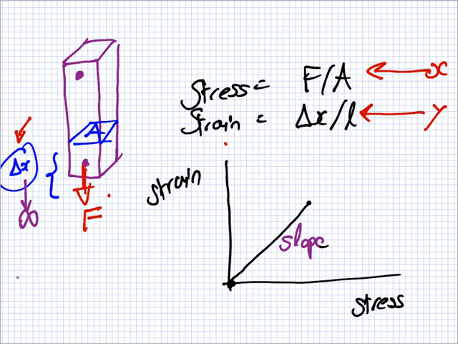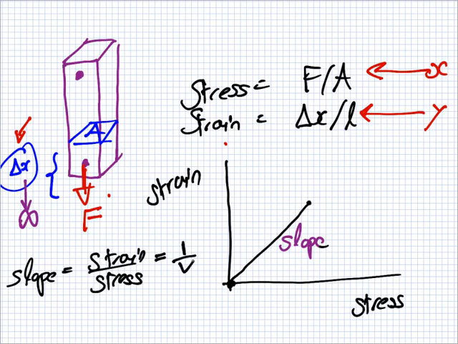So the slope is the strain over the stress. What's strain over stress? It's the opposite of Young's modulus. So this is 1 over Young's modulus. So then Young's modulus is 1 over the slope.